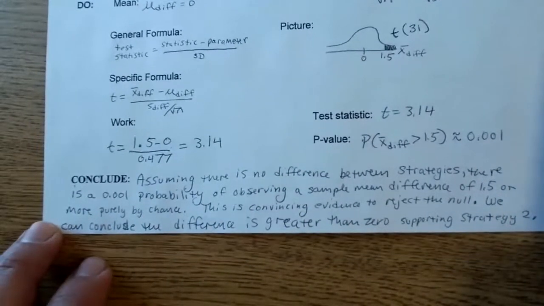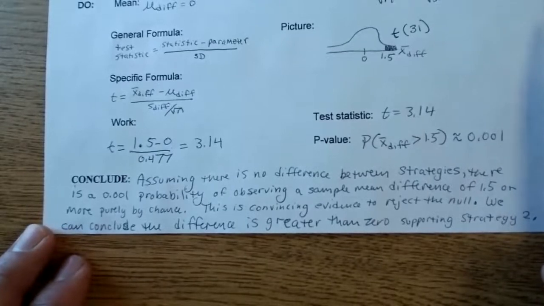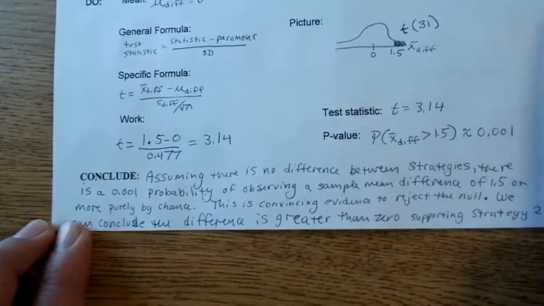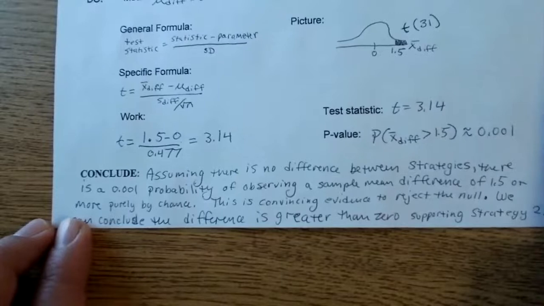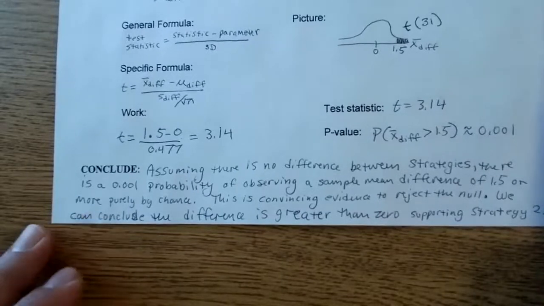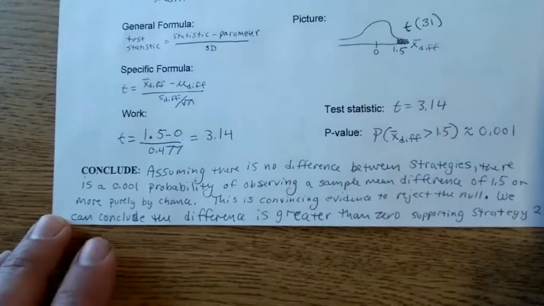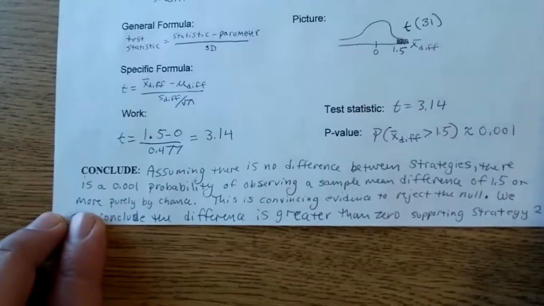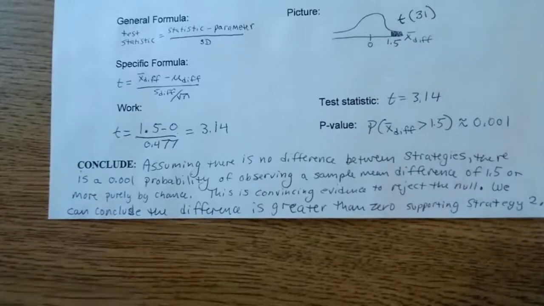Okay, so once we have that down, we can make our conclusion. Assuming that there is no difference between the two strategies, strategy 2 minus strategy 1, there is a 0.001 probability of observing a sample mean difference of 1.5 or more purely by chance. This is convincing evidence to reject the null. We can conclude that the difference is greater than 0, and this is supporting strategy 2 as a more beneficial memory strategy.